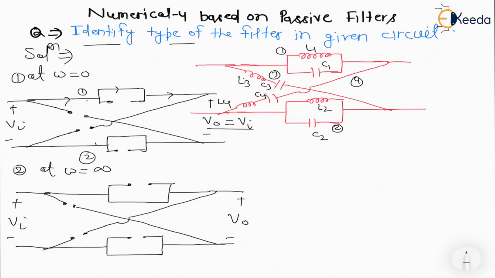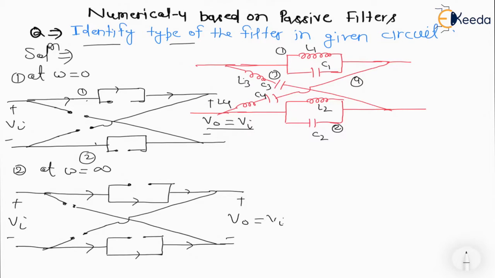Okay. So we still can see that the current is flowing through the first branch here to here, and the second branch here to here to here. So V naught will be equal to Vi. So at omega is equal to 0, we are getting the output. At omega is equal to infinity, we are getting the output.